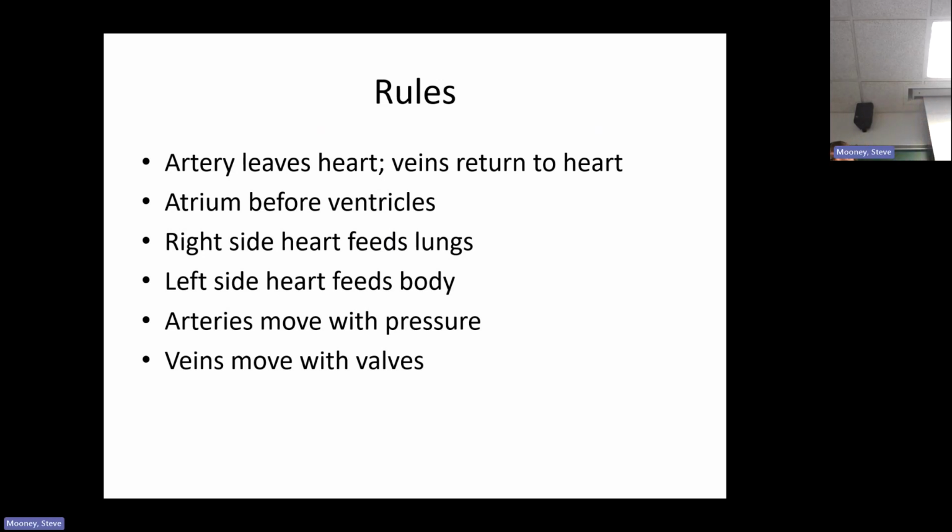So some general rules if we're thinking about the pathway. We've already said that arteries leave the heart, veins return to the heart. The atrium is always before the ventricle. Right side feeds the lungs, left side feeds the body. And we're talking about the left of the animal, or your left, or right, depending on where we are. Arteries move by pressure. Veins move because of valves that keep things flowing in one direction.